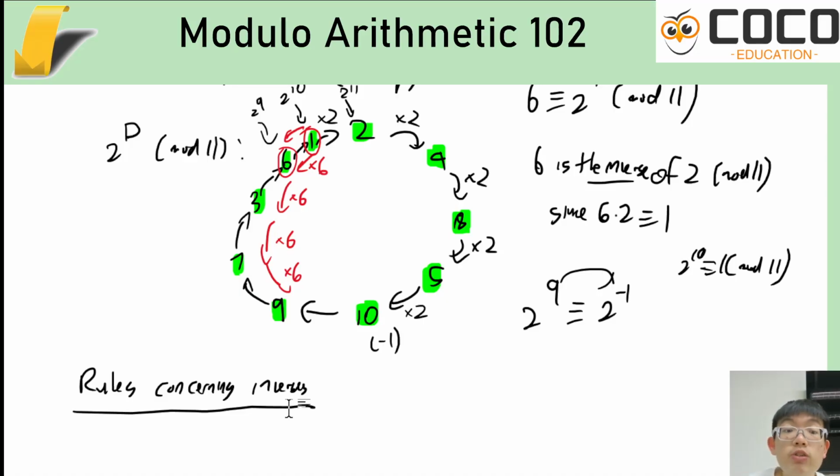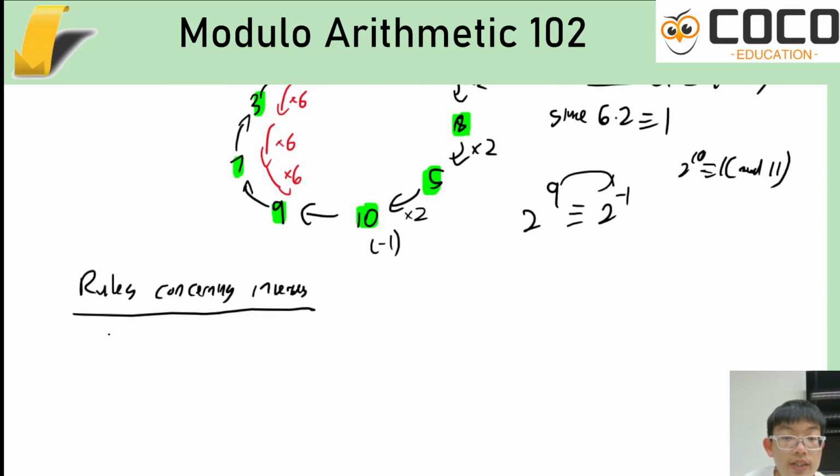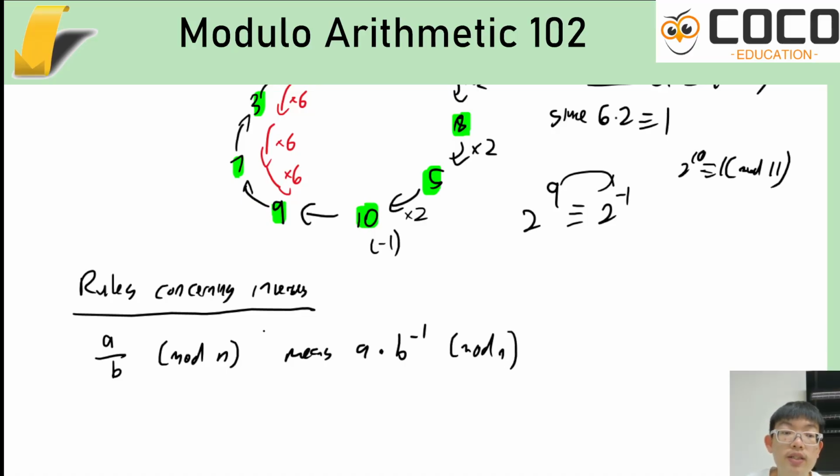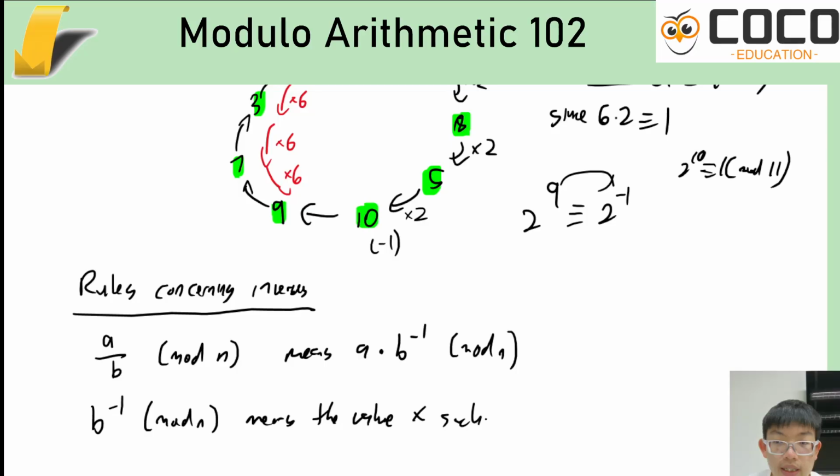Now, unlike the ones we have said so far, this is a bit less obvious. We do need to be careful in understanding how this actually works. How do inverses actually work? And so, to start off, a over b, the fraction, mod n, means a times the inverse of b mod n. In turn, the inverse means the value x such that xb is 1 mod n. So the inverse has this meaning.